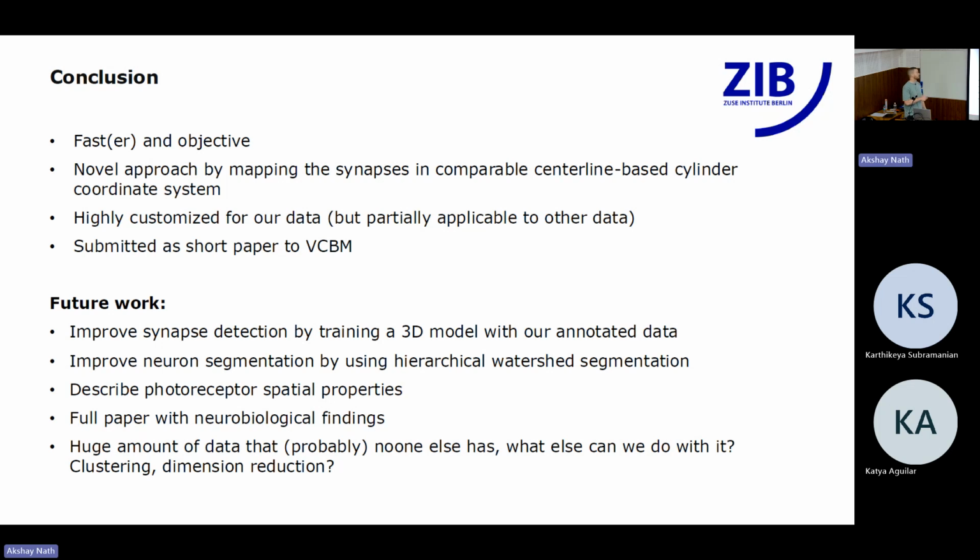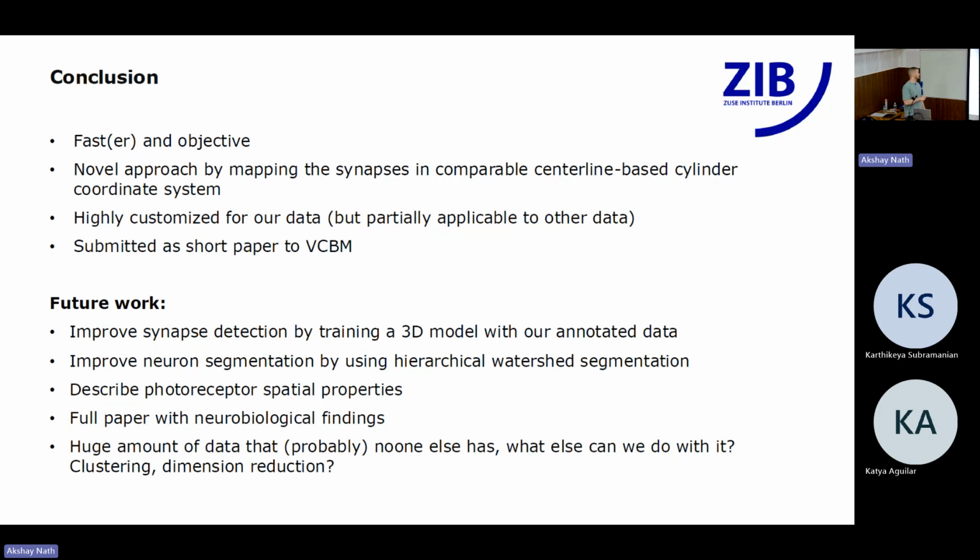The approach of mapping synapses in these comparable centerline-based coordinate systems is something novel that hasn't been done prior. What was done before is basically manually checking for each synapse in which layer it belongs. And this is very time consuming.